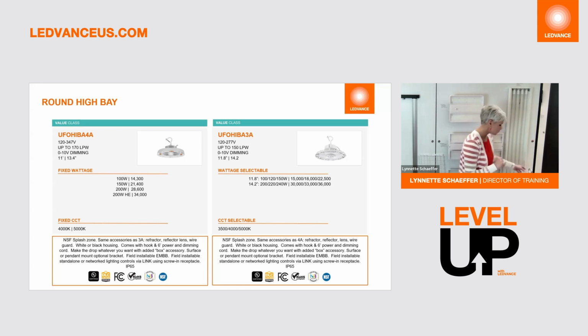Additionally, this is kind of a fun one. They do have a field installable EMBB, the old buoy, I call it, right? Because it looks like a buoy. So this is a field installable 40-watt emergency battery backup. It has an integral junction box. It does provide about 5,600 to 6,800 lumens.